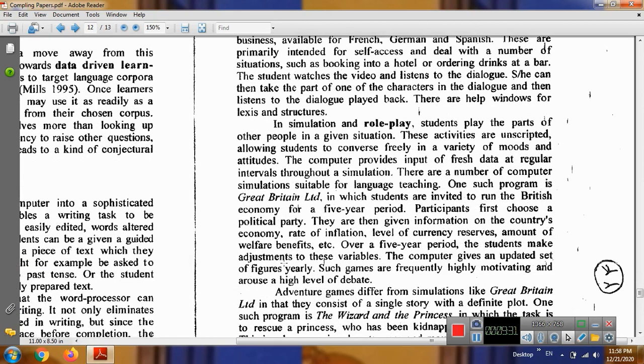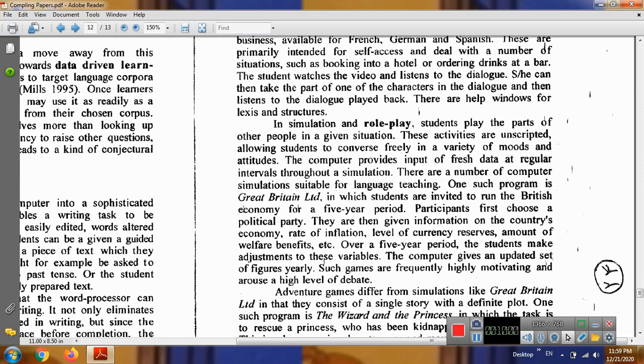In simulation and roleplay, students play the parts of other people in a given situation. These activities are unscripted, allowing students to converse freely in a variety of modes and attitudes. The computer provides input of fresh data at regular intervals throughout the simulation. There are a number of computer simulations suitable for language teaching.